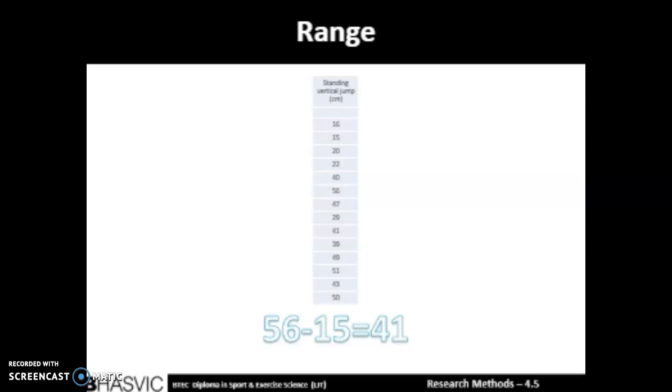With the example we have on the screen here, I picked out the results we got from the standing vertical jump. From this, we need to pick out the lowest number and the highest number, with the lowest being 15 and the highest being 56.